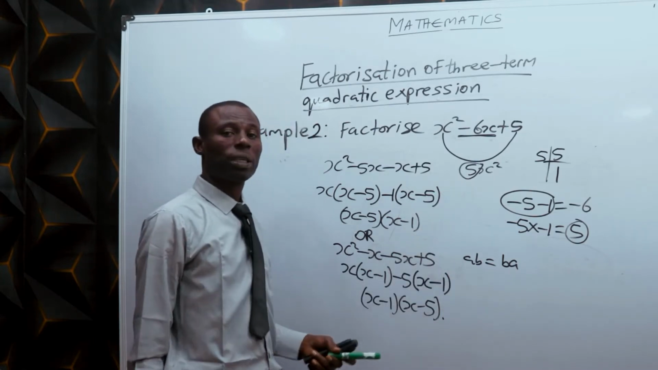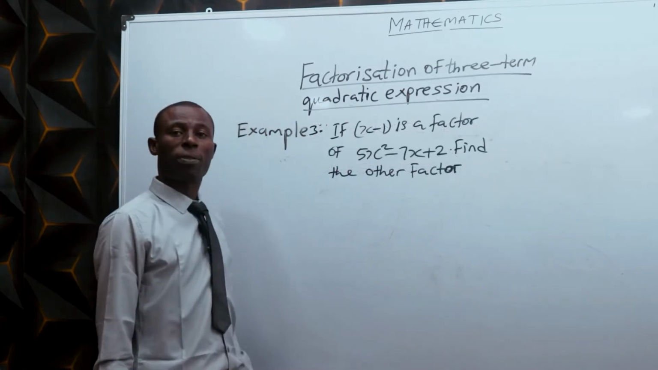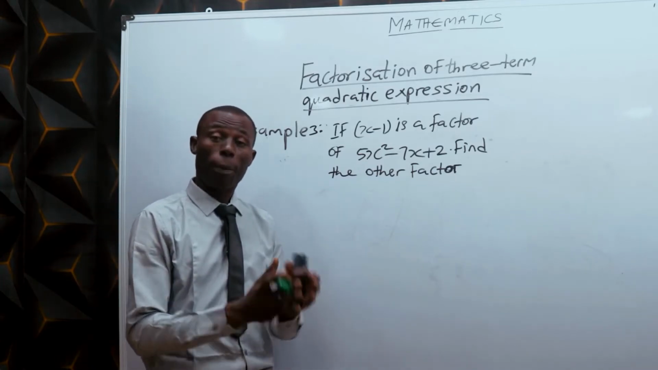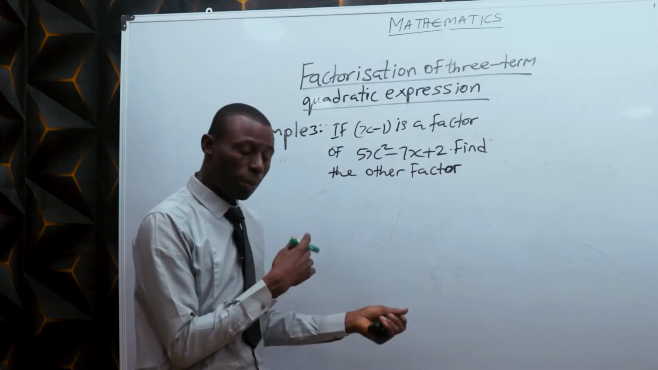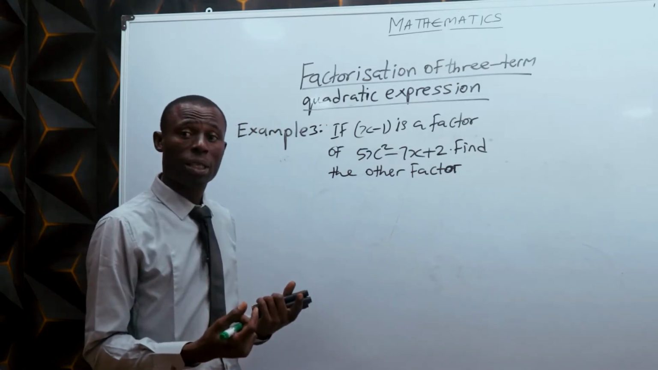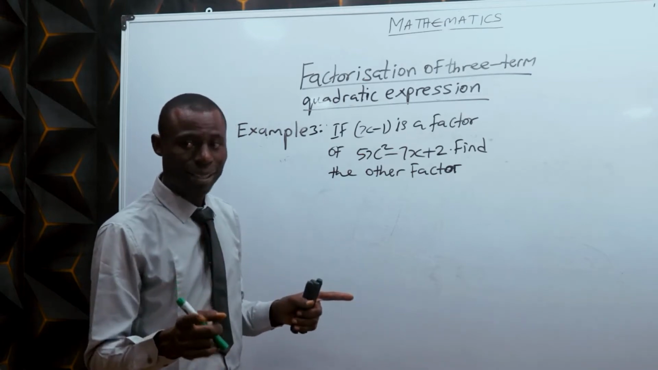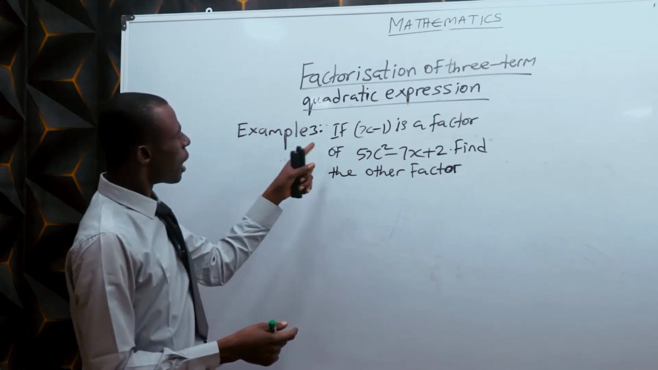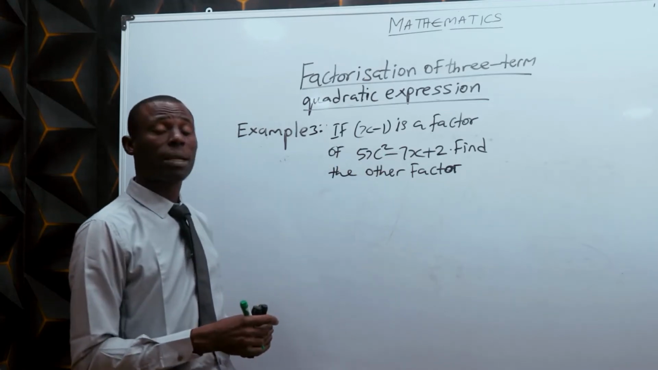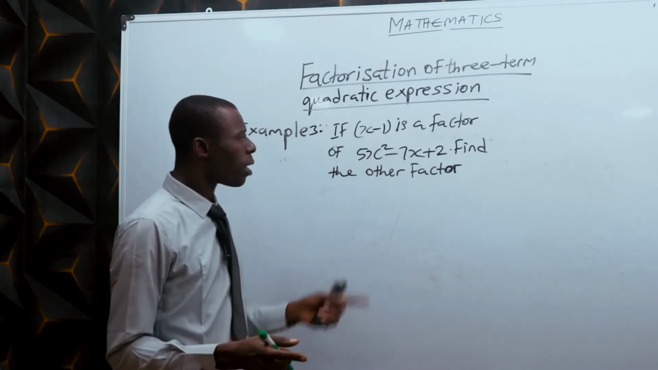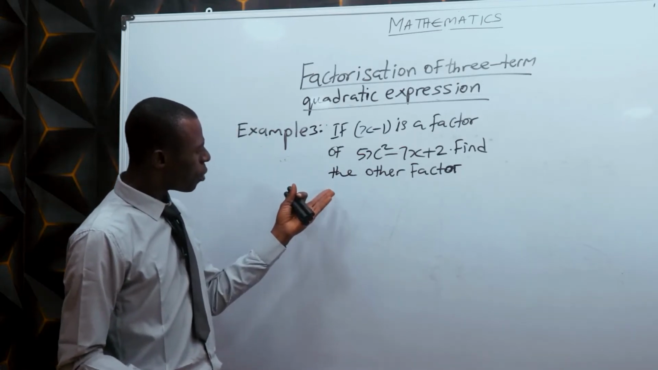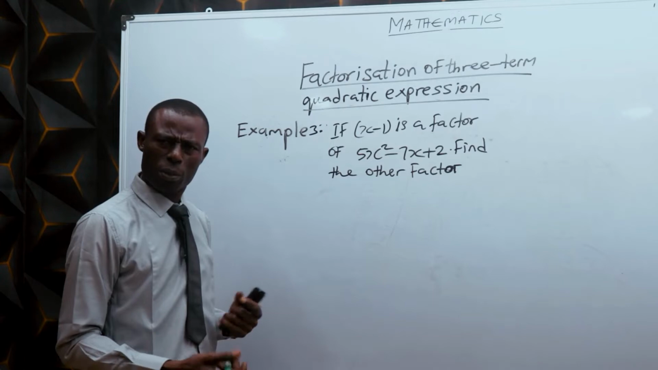Let's move on to example 3. Example 3 is a kind of applied question. Questions may not always come the same way, but they will demand or require the same thing. So, if x minus 1 is a factor of 5x squared minus 7x plus 2, find the other factor. If you are given this kind of question, you may be confused.